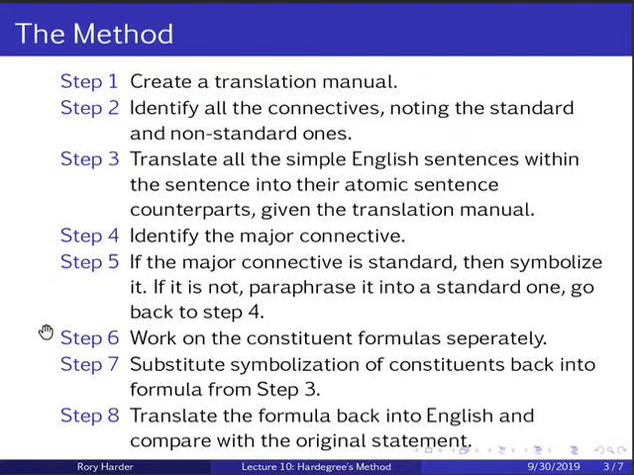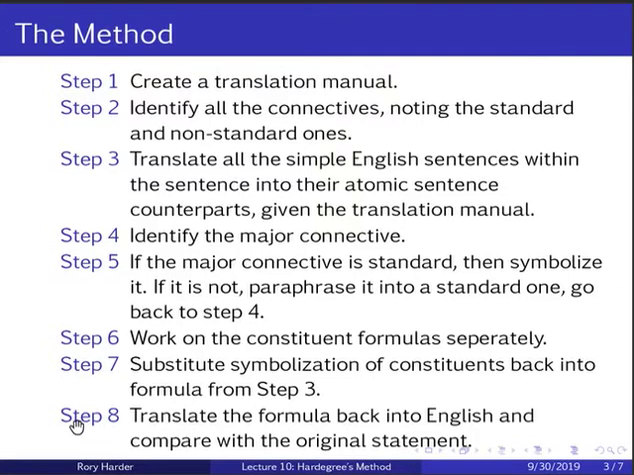So you basically, once you have separated out the subparts of a sentence, you can translate those, translate the connectives that appear in those by themselves. And that's simpler than looking at the overall sentence. And then after you've fully symbolized all the constituent sentences, you then plug those symbolizations in to the overall sentence which you have from step 3.